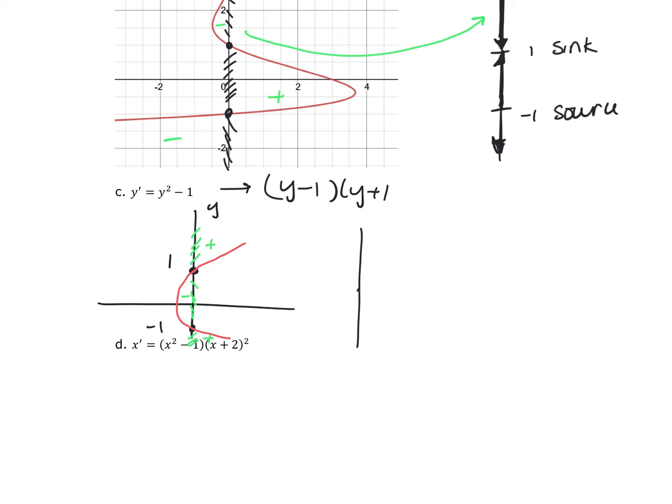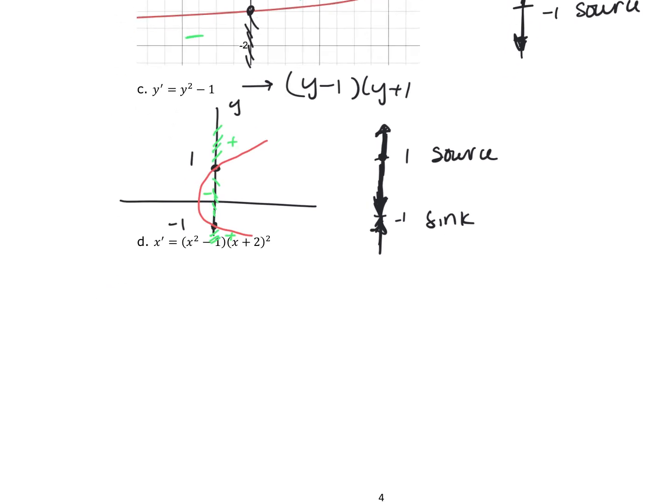The phase line, then, at 1 and -1: positive means I'm going to move away from my equilibrium point. Negative means, in this case, I'm going to be moving away from the 1 and toward the -1. And then, of course, I have this. So you can see, for this, I have a source here and a sink here. At y equals 1, I have a source. At y equals -1, I have a sink.